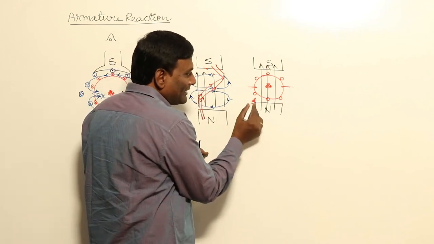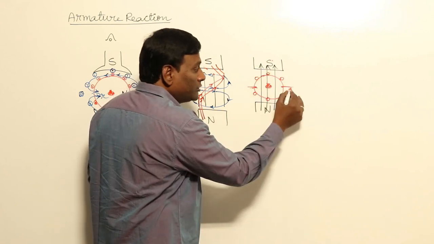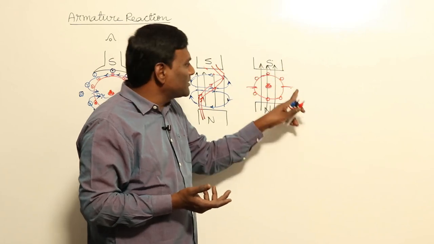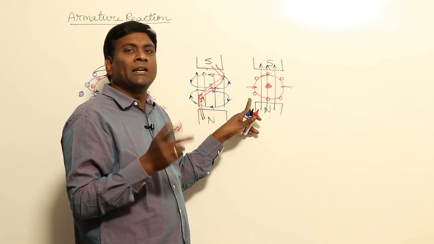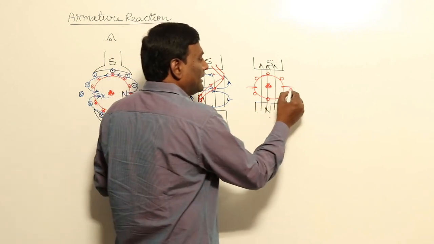Now, for example, if the conductor is traveling this area, how much is the flux density here? Zero. Positive maximum, zero. Negative maximum, zero. Or the other way, zero, negative maximum, zero, positive maximum, zero. That depends upon the N pole or S pole. You are considering maximum. So, this is called as MNJ.